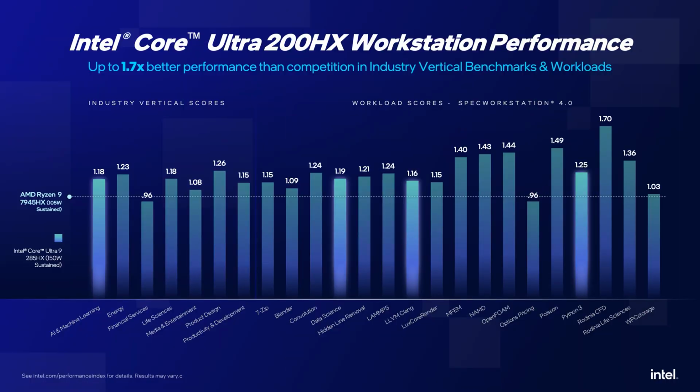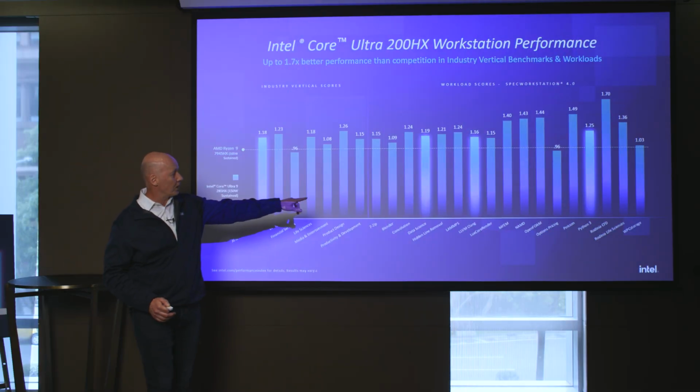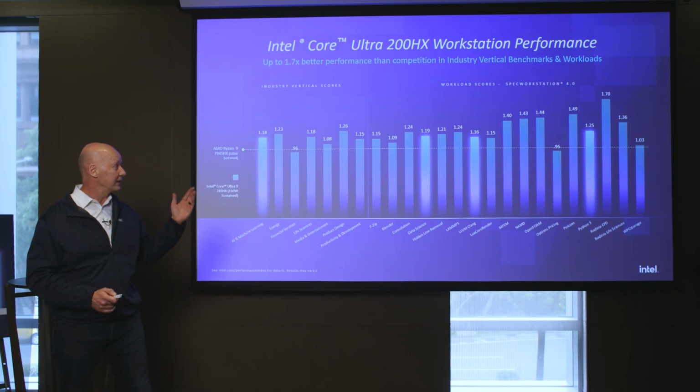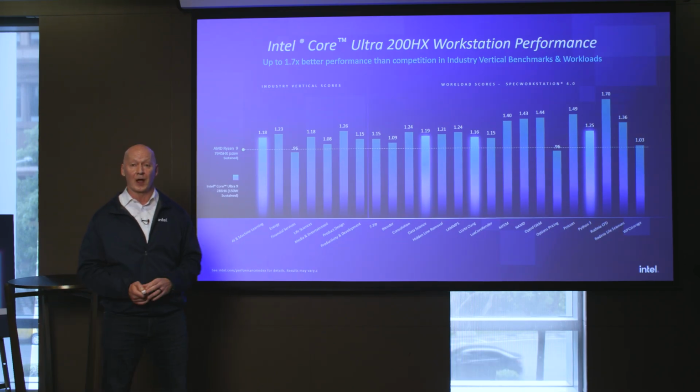So when you look at the overall performance in workstation workloads, this is a chart that shows a number of workstation-specific benchmarks and individual workloads. On the left, these are vertical-specific benchmarks, such as AI and machine learning, energy, life sciences. And then on the right, these are individual workloads that a lot of these benchmarks are comprised of. And you can see we deliver up to 70% better performance than the current gen platforms from our competition out there. But if you look at the lighter blue bars, these actually represent AI and data science specific workloads, and here we deliver double-digit performance leadership over our competition.